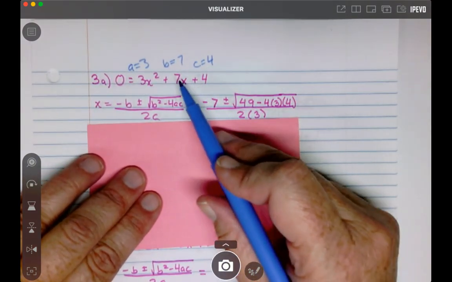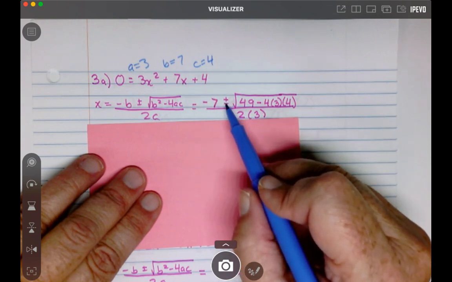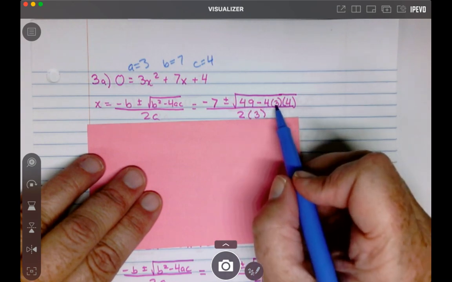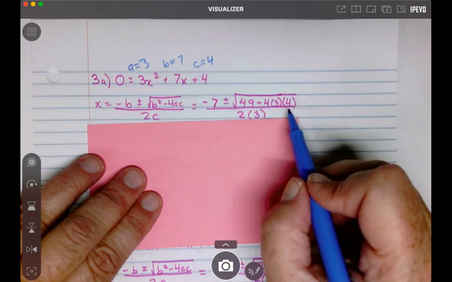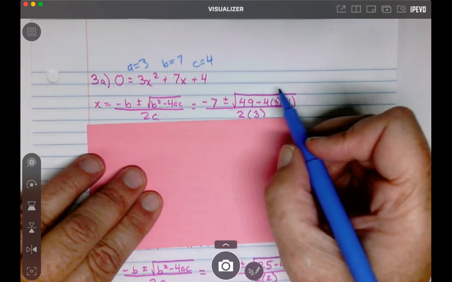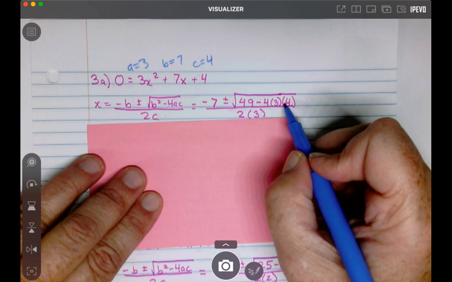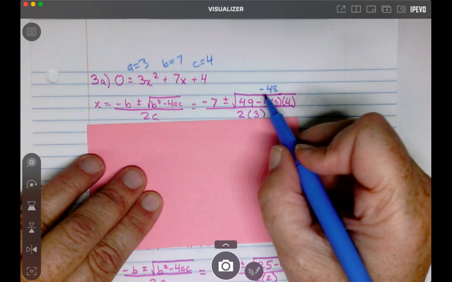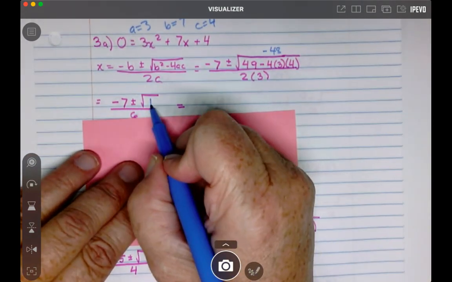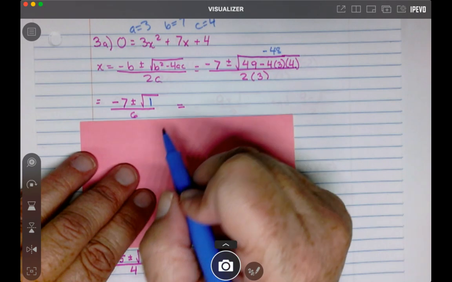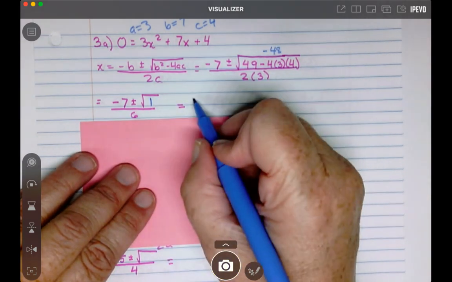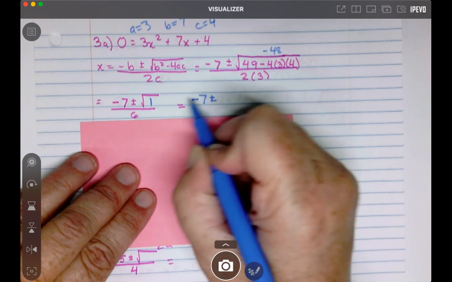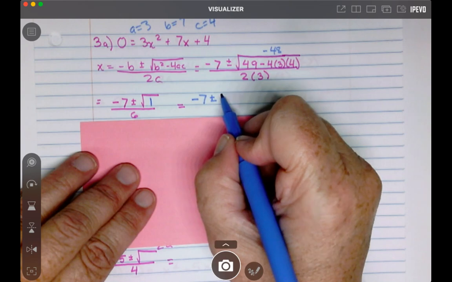B is positive 7 up here, so it'll be negative 7 here, plus or minus b squared, that's 7 times 7, minus 4 times a, which is 3, times c, which is 4, all over 6. So 4 times 3 is 12, times 4 is 48. So I have minus 48 up here. 49 minus 48 is going to give me a discriminant of 1. Now, because 1 is a perfect square, I have a little bit more work to do. This is going to be negative 7 plus or minus the square root of 1, which is just the number 1, over 6.